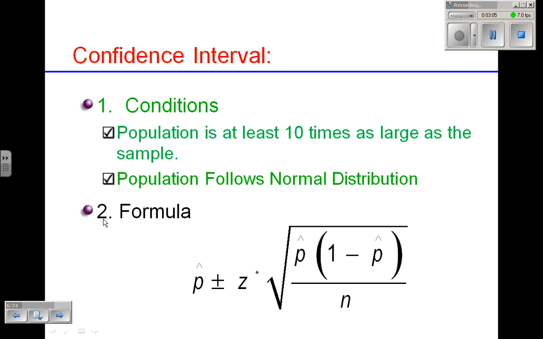The formula for a confidence interval is given right there, and basically it is as a mean. It's just replacing x bar with p hat. It's a z star, because that's our only choice for proportions. And instead of the standard deviation divided by the square root of n, it's the standard deviation for a proportion problem.